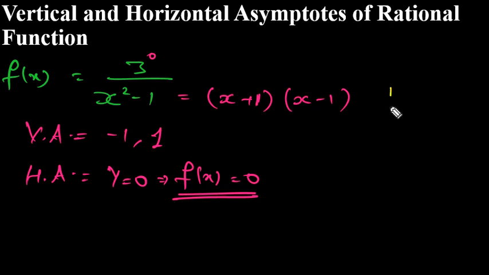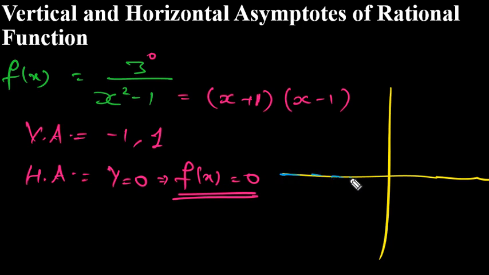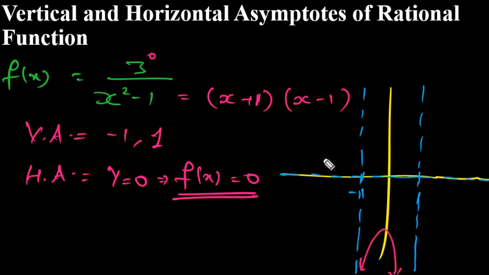So now let's try to draw the graph. The horizontal asymptote is at y equals 0, so there will be no change here. The vertical asymptote is at negative 1 and positive 1, so these will be your vertical asymptotes. Okay, now the graph will look something like this. So you don't have to worry about the graph here.